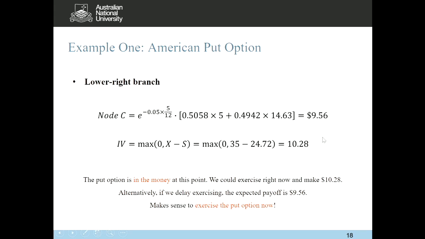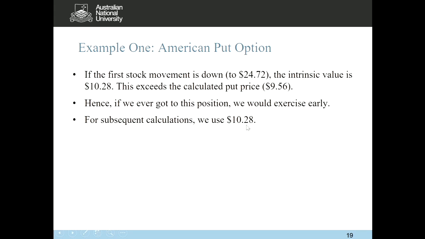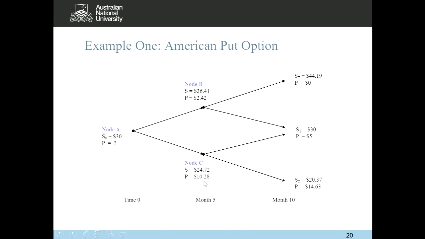So that's what we're going to do. We exercise that now, and we get $10.28. So we should write down $10.28 at node C. Right? We don't write down the discounted value. Instead, we write down the intrinsic value. That's the value of exercising that put option immediately. All right, so we write down $10.28 in node C.